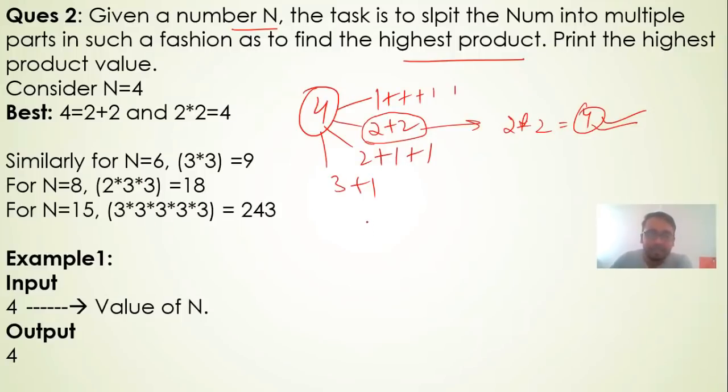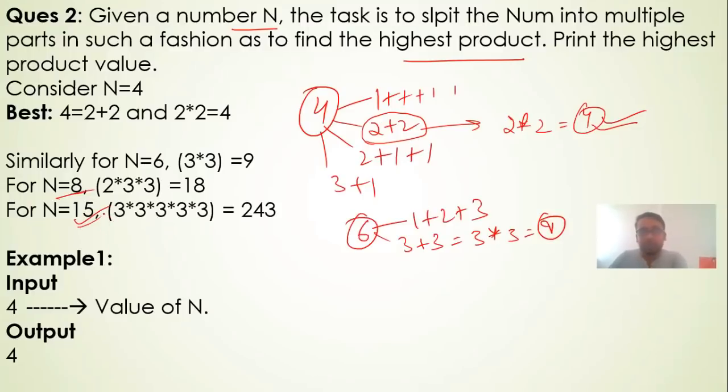So if we consider 6, we can make 6 like 1 plus 2 plus 3, or 1 plus 1 plus 1 plus 1, like 6 times. And we can also make 6 like 3 plus 3. So in order to get the highest product, what we will have to do is, we have to do 3 into 3, right? So highest product will be 9. Okay, so you would have understood about it. Likewise, it is given for 8 and for 15 also. Okay. So this is the task that we have to accomplish.